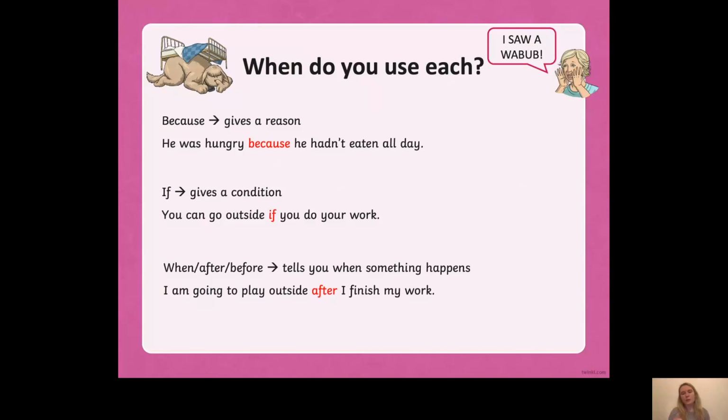Now these three you can change around quite a bit because they all tell you when something happens. So in the sentence below, I am going to play outside after I finish my work. You can also use when and before in that sentence. So you can have I'm going to play outside before I finish my work, or I'm going to play outside when I finish my work. Okay, so there are all of the different uses of the different subordinating conjunctions. So now we know when to use them. Let's see if we can use them in some sentences.